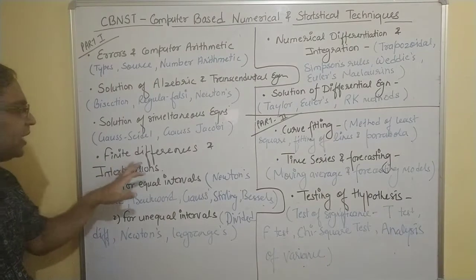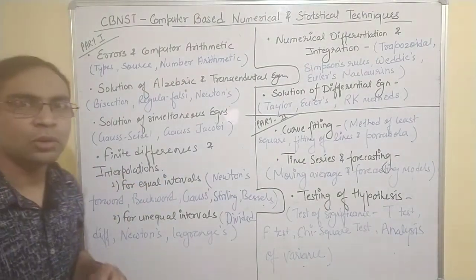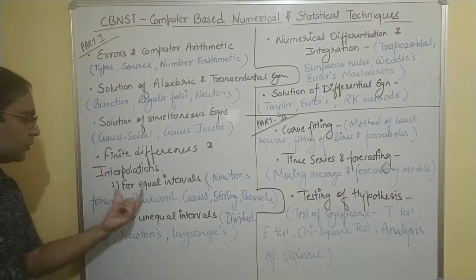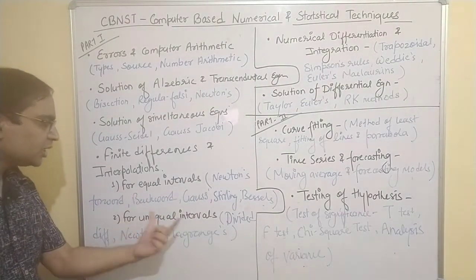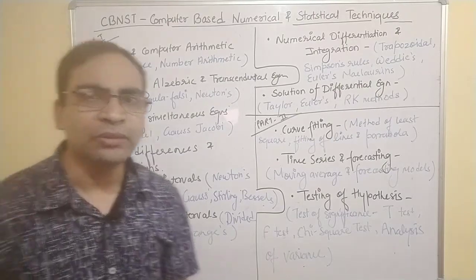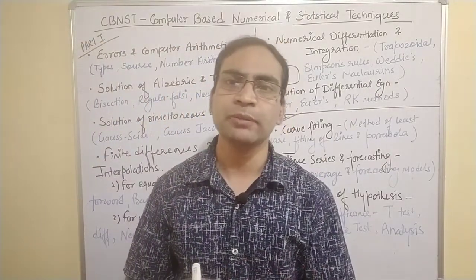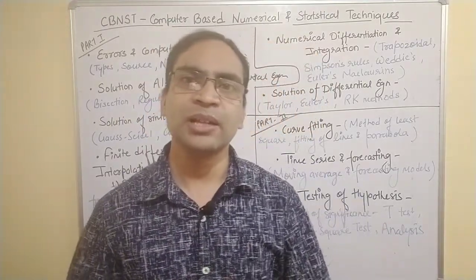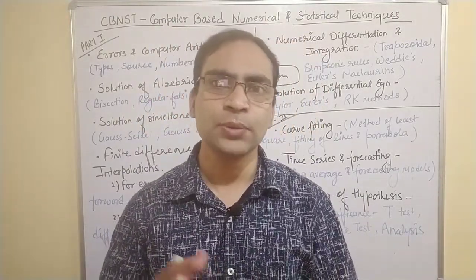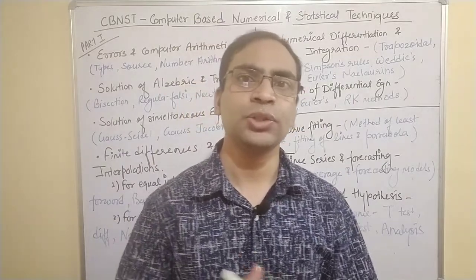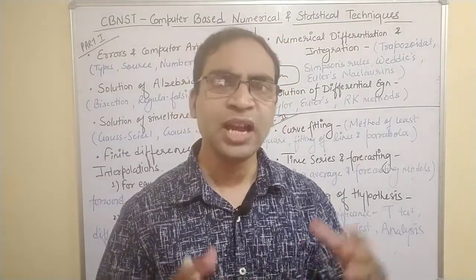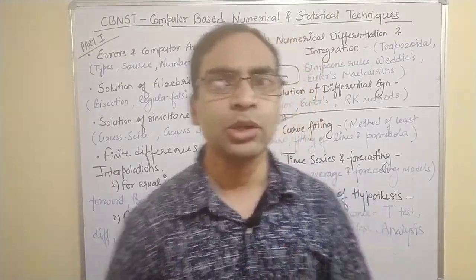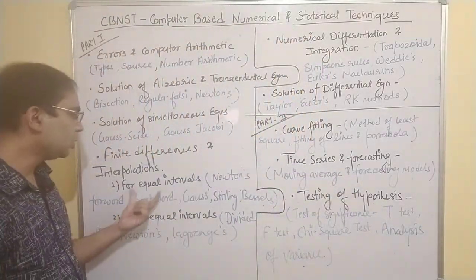Then we will talk about finite differences and interpolations. In interpolation we have two types: one is for equal intervals and the other is for unequal intervals. Whenever we have data with equal intervals, let's say we have the census in 1990, then the census at 2000, then the census at 2010, then the census at 2020. In all these we have equal intervals, an equal gap of 10 years. So this is the first interpolation, applied for equal intervals.